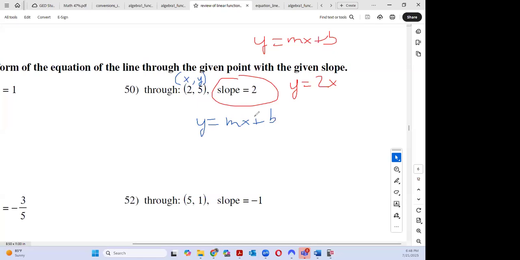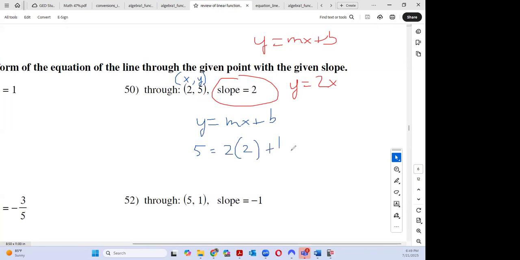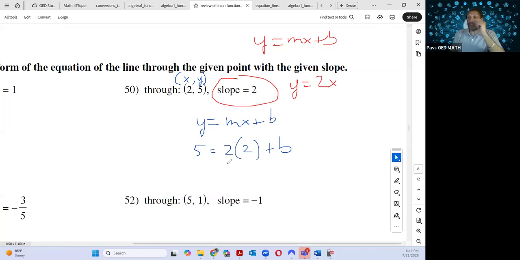I know to solve any equation, I can only have one unknown. I know what y is, 5. I know what the slope is, 2. I know what x is, 2. I don't know what b is. So now I only have one unknown. Now I can solve for b. 5 equals 2 times 2, which is 4, plus b.